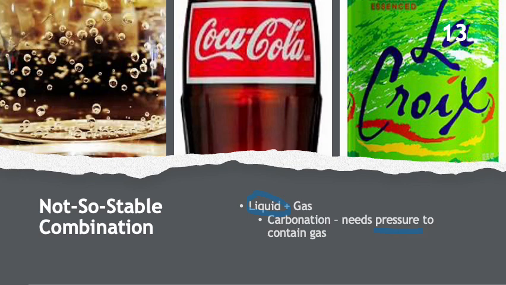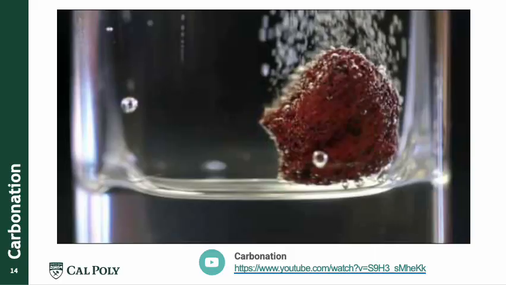So that's why we have our beverages normally in cans, glass, sometimes plastic, but they are under pressure. When we open them, that pressure is released, and then we eventually will lose that combination of liquid and gas. This is an example of a video of how carbonation works, how bubbles are formed and distributed, and I also recommend that you guys watch this video.